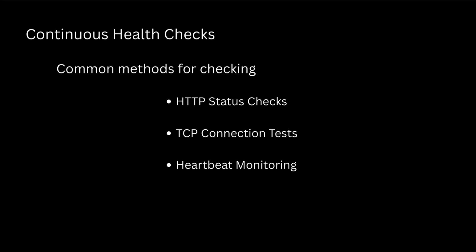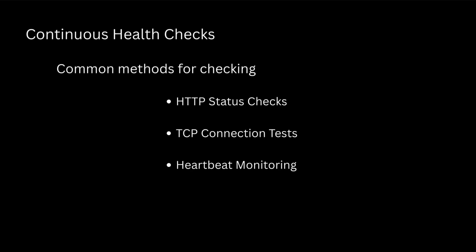So how does it check? There are three common methods. The first one is the HTTP status check. The balancer sends a request to a specific endpoint like slash health and waits for a 200 OK status. Second, the TCP connection test. It attempts to open a connection on a specific port to ensure that the server is still listening. And the third one is heartbeat monitoring. It's a simple periodic signal sent between the balancer and the server to confirm life. This proactive monitoring is what prevents your system from sending requests into a black hole of failed servers.